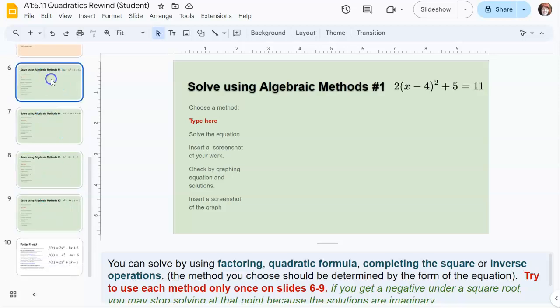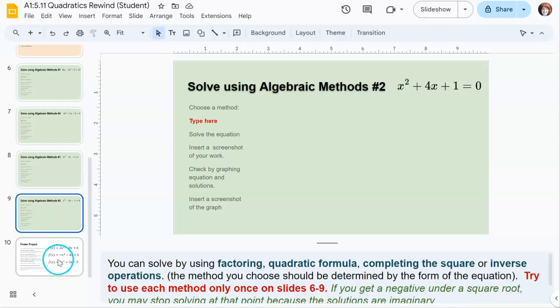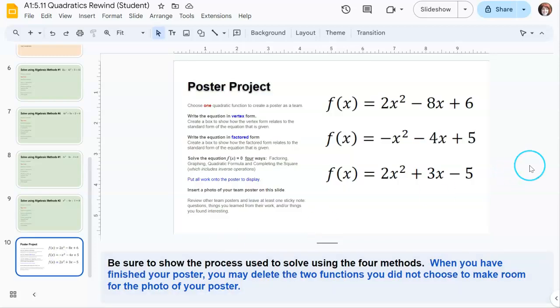Now you may say, well, what if they complete the square when they should be factoring? Well, if you want, you can just say do it however you want and ignore those instructions or even delete those instructions. But my goal is to get them to practice the different methods and realize that there's different ways to solve quadratic equations. We kind of want to review all the methods. Once they've solved using all their methods, they're going to go to their poster project.